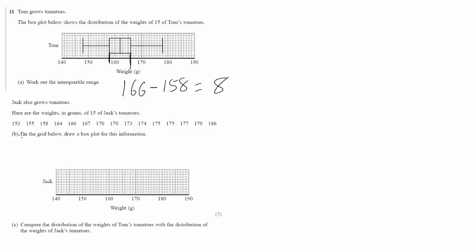Now it then says draw a box plot for this information here. So it's given us the 15 tomatoes. The first thing I'm going to do is find out where the middle is. I'm going to cross off 3 at each end, then another 3, and then I can see clearly this one is going to be in the centre. Because that's the centre, what I'm going to do is find the upper quartile now.